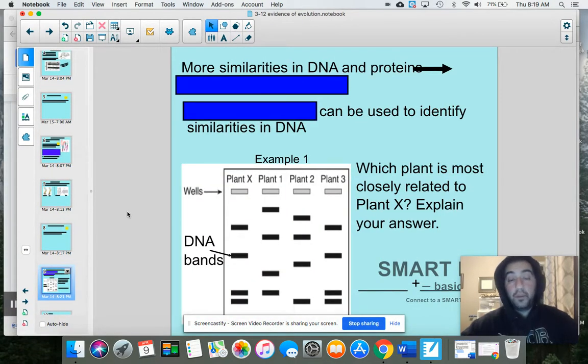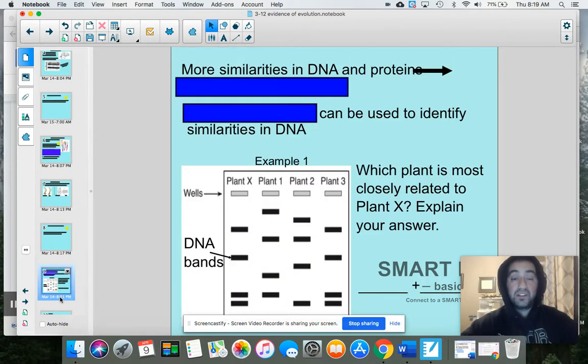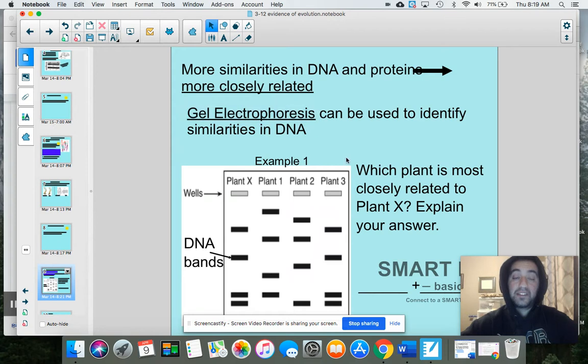So, comparative biochemistry states more similarities in DNA and proteins leads to more closely related. All right. There's a process that scientists utilize called gel electrophoresis. It can be used to identify similarities in DNA.